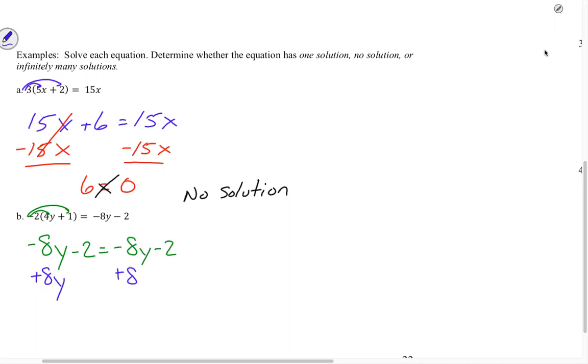We can add 8y. And we get, well, those cancel. I have -2, -8y plus 8y. Well, that's 0. They canceled. And I have -2 equals -2. And that's infinite solutions.